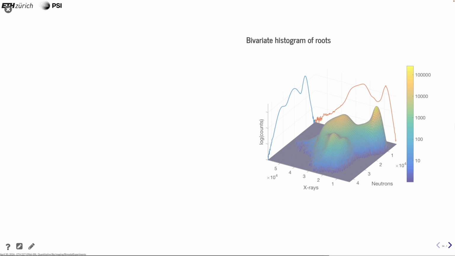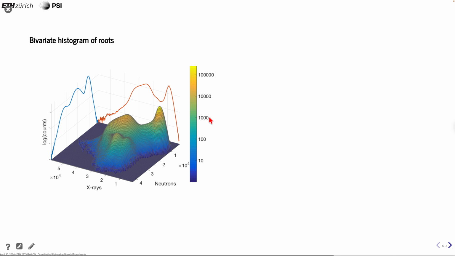If we look at the bivariate histogram of this one, you can see it's actually a logarithmic scale because the roots have a very, very low count in comparison to the background. This peak here would correspond to the background, and this is mainly the soil. I think that one was the container. And then the roots are in this part here. It's a very low count for the roots because they are not very well represented.